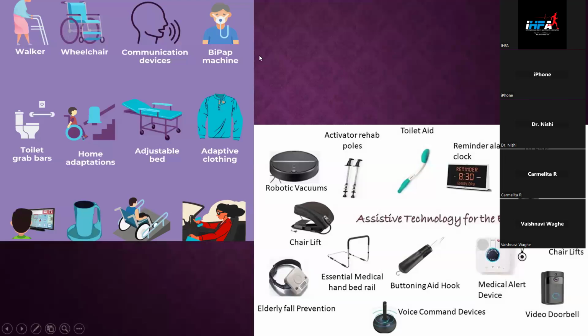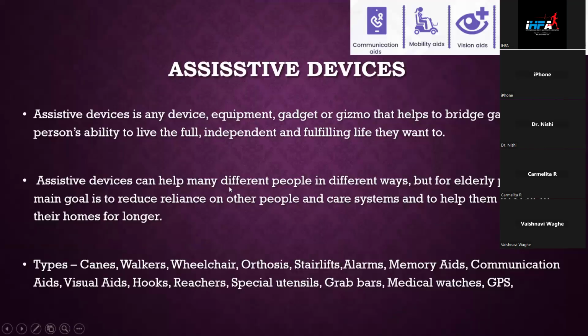Ma'am, what is gizmo? So gizmo is basically just an alternative name for gadget. That's all.